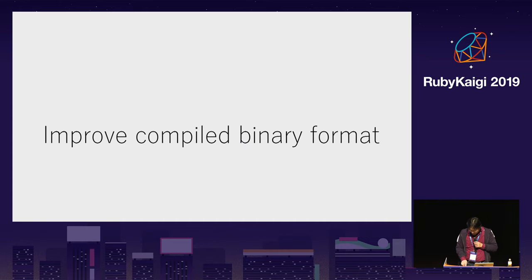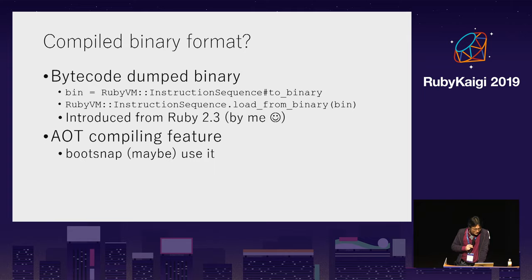Okay, I only have about 5 minutes, so I skip ahead and only show the digest of this compiled binary format. Ruby 2.3 has the feature to dump the bytecode to binary. Using these two methods, we can dump the instruction sequence bytecode to binary, and we can load this binary. Maybe some of you know the bootstrap using this technique.